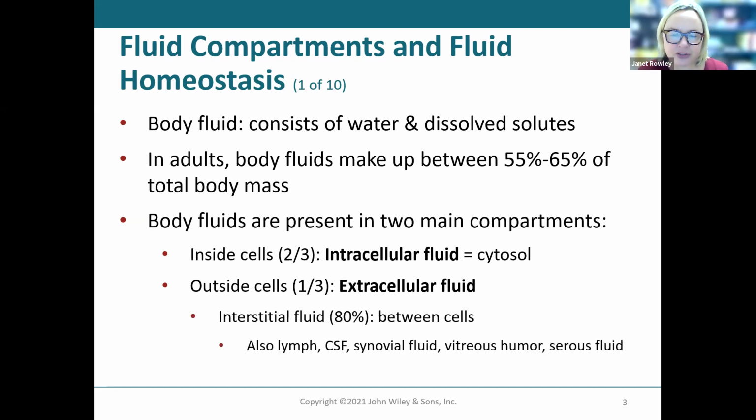There are two components of extracellular fluid. There is interstitial fluid, which is 80% of that extracellular fluid, and that is found between the cells. Also, it's in the lymph. It includes lymph, cerebrospinal fluid, synovial fluid, vitreous humor, serous fluid, and others. And 20% of extracellular fluid is our blood plasma. So we're going to look at the three areas of intracellular fluid, interstitial fluid, and blood plasma.